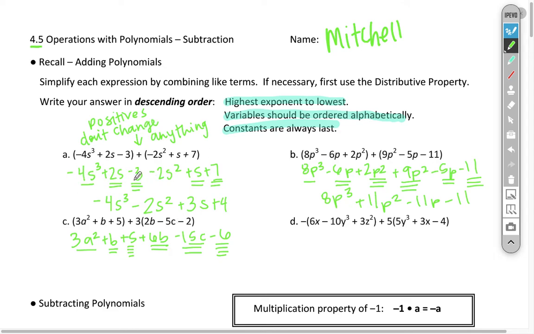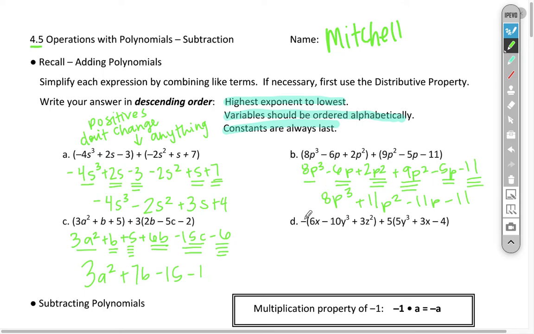All right, so now let's combine our like terms. So we have 3a squared, that's our highest exponent, so that's going to go first, so 3a squared. All right, we've got b, which can be combined with 6b, so that's going to be plus 7b. All right, and then we've got 15c, and this is going to come next because we're putting it alphabetically, so minus 15c. And then we've got positive 5 and negative 6 is going to leave us with negative 1.